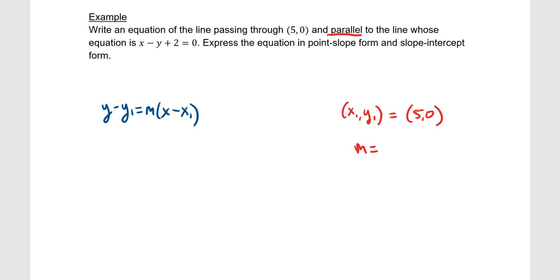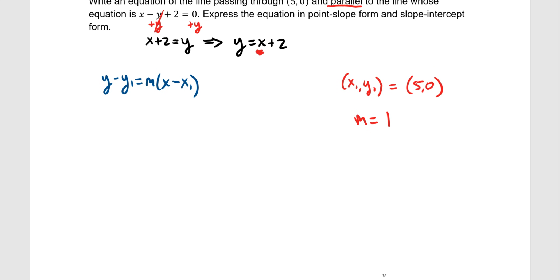So this time, once again, we're told that it's parallel. So our line is going to have the same slope as this line right here. This line is not in y equals mx plus b form, so we have to solve it for y first. If we add y to both sides, that's actually going to solve it for y. 0 plus y gives us y. So we get y equals x plus 2. The slope of this line is 1. It's 1x, so that's the slope of our line.